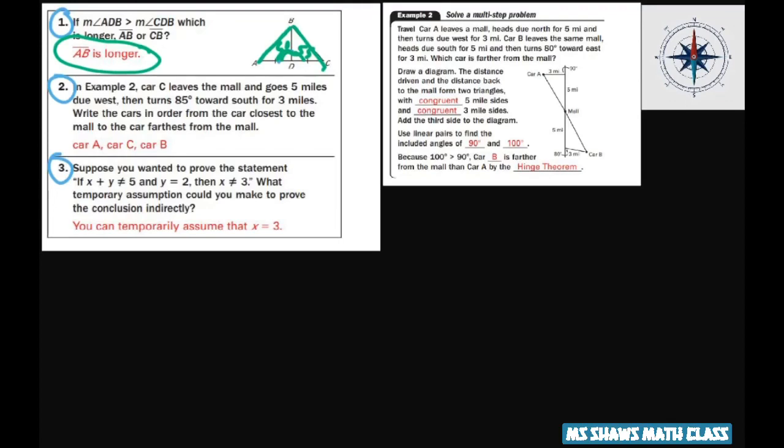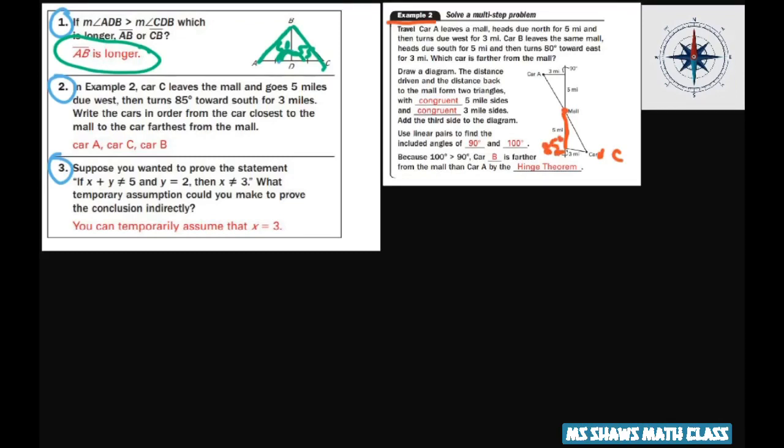Now, we have another example that we already did with the car. In example 2, car leaves the mall and goes 5 miles due west and then turns 85 degrees. So car 2 instead is 85 degrees here. So instead of 80, it's 85. Car C. Oh, we have a car C. Never mind. So it leaves the mall, goes 5 miles due west and turns 85. So we'll just call this car C, and this is 85 miles.